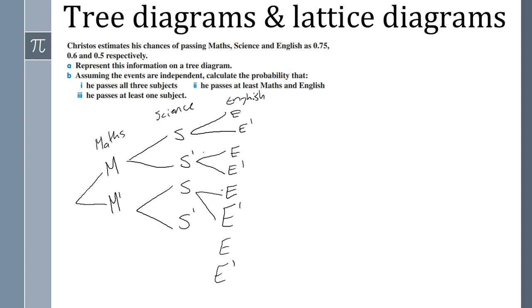Sorry. I'm not a fan of tree diagrams. Too hard to draw. Okay, so those are all our outcomes, but they're weighted. So if the chance of him passing maths is 75%, 0.75, then the chance of him not passing maths is 0.25. Okay, because he can either pass it or he doesn't. There's no other options. Now, same with science. Science, he's got a 60% chance of passing, which means he has a 40% chance of failing. So I'm just filling these in. English, he's got 50% chance either way.